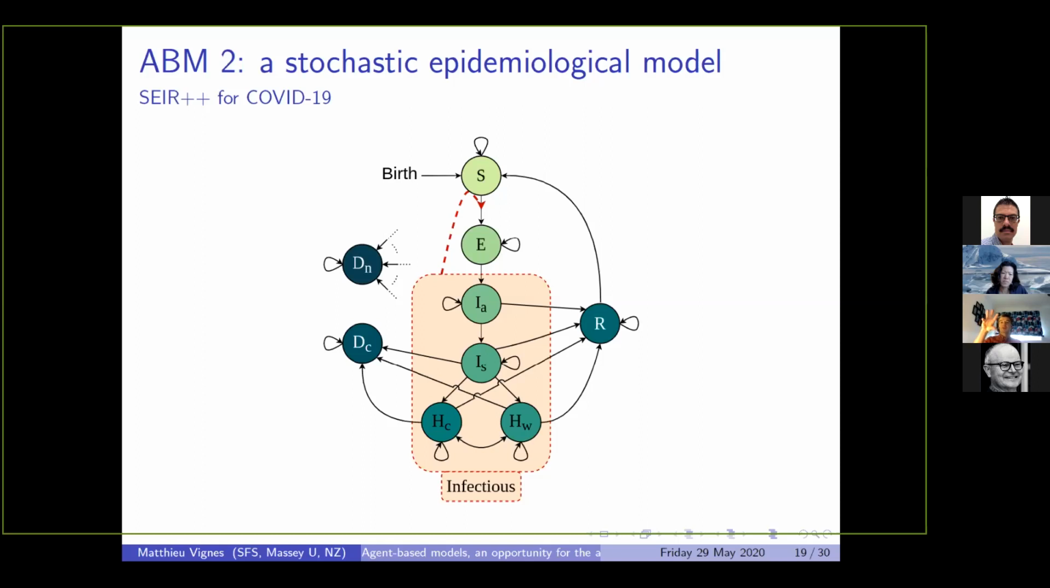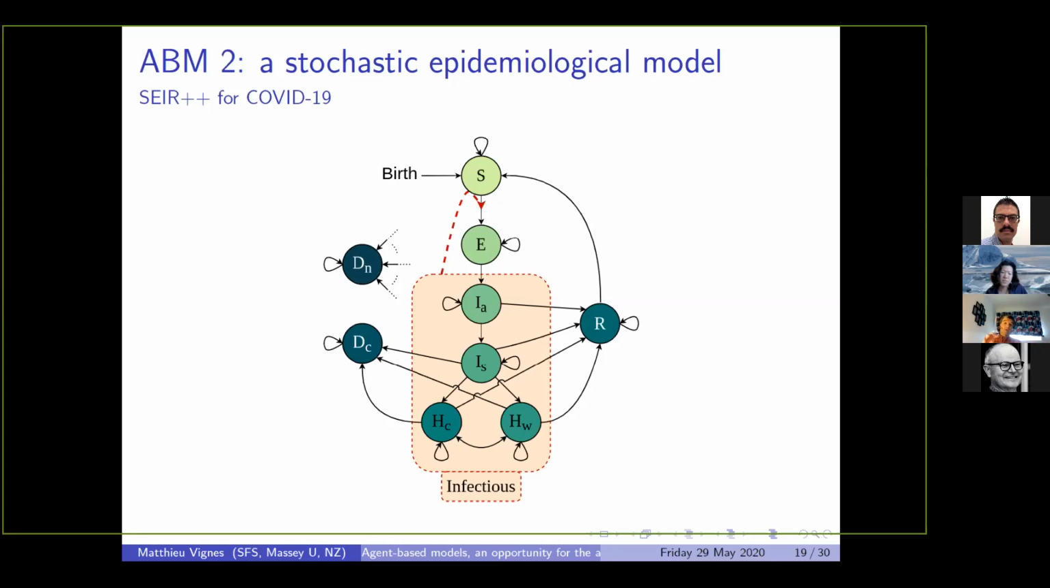That's the S at the top. And the darker the color, the more severe your condition. Then if you are in contact with one of the infectious persons in the population, you can become exposed. That's the E state. And then you evolve towards becoming infectious asymptomatic, IA, or symptomatic, IS. And then you may need to go to the hospital, either in the ward or in the ICU if you're in a critical state, that's the HW and HC states.